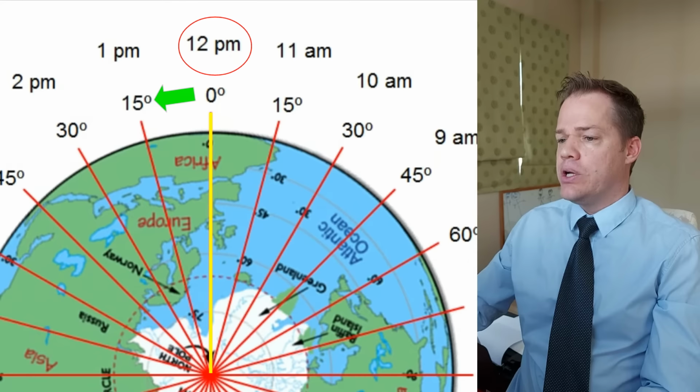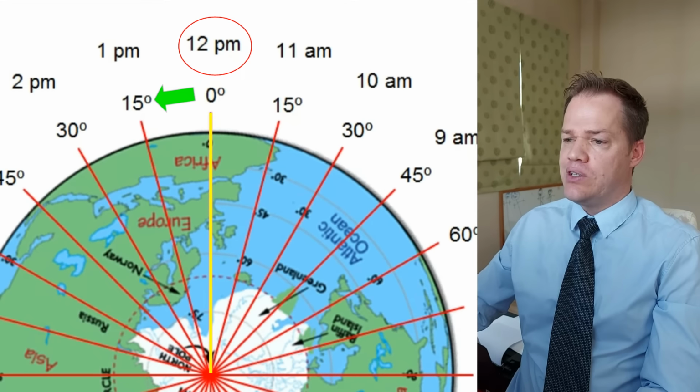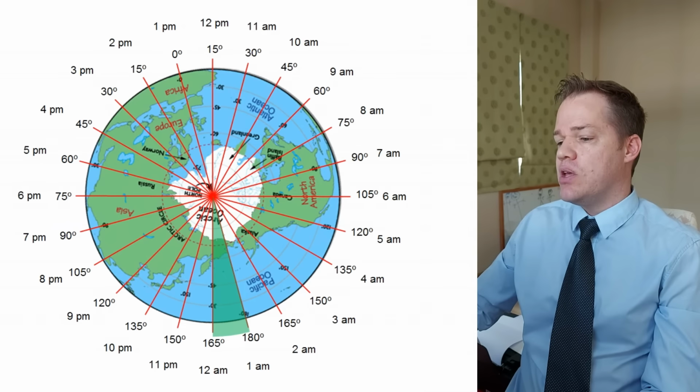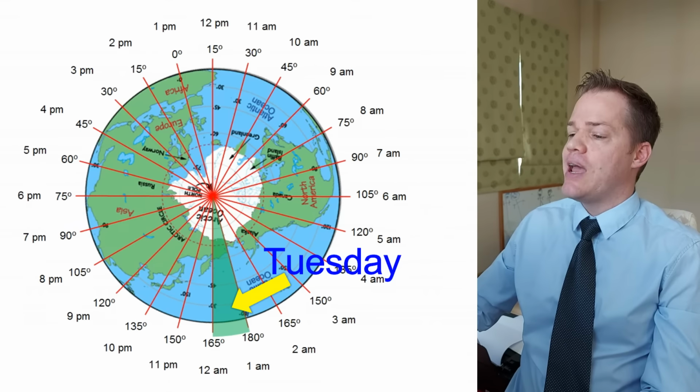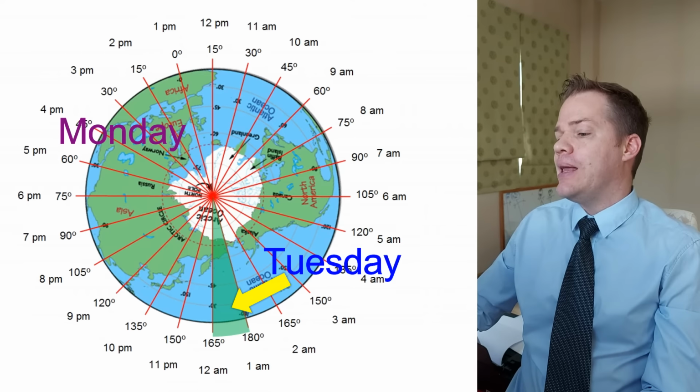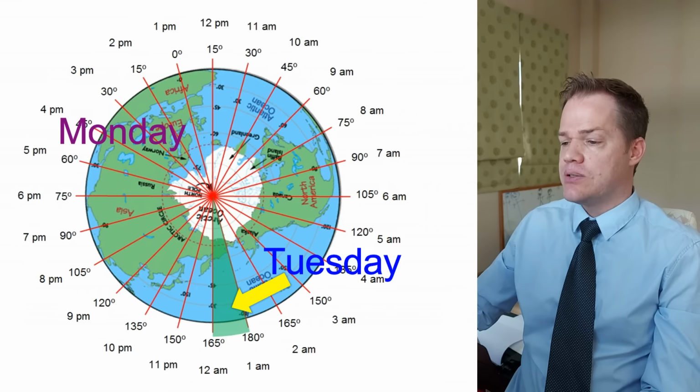So there we can see, like I said, at 0 degrees it's lunchtime, and it's going to take the Earth 1 hour to rotate through 15 degrees, and there we go. Now it is 1 p.m. at 0 degrees longitude, and on the opposite side of the Earth it is now 1 a.m. and we have the start of a new day, Tuesday. So everywhere else on the Earth it is Monday, except where you see that green slice.